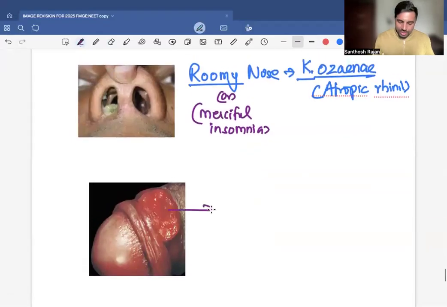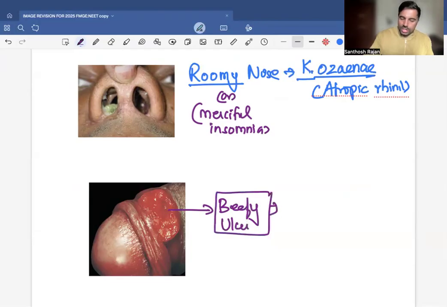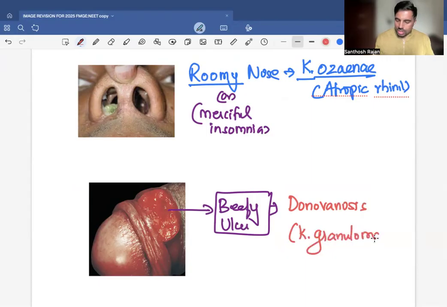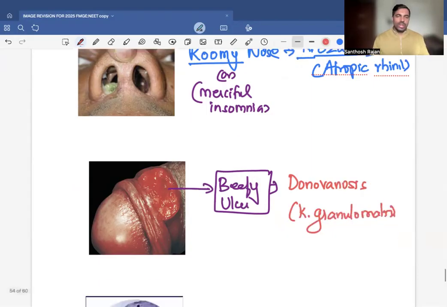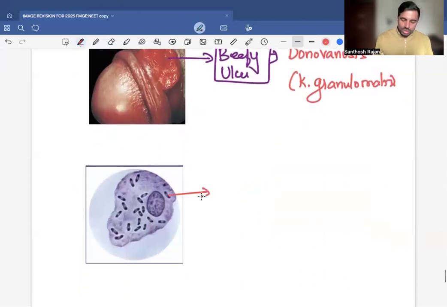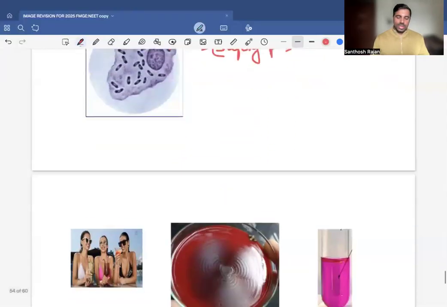So this is a beefy ulcer. A beefy genital ulcer, one word, one liner question they can ask you. That is your donovanosis. Again, this is caused by Klebsiella granulomatis. Very, very important question. Okay. Yes, the same thing. This also has a safety pin appearance. Safety pin. Klebsiella granulomatis has a safety pin appearance. That's it. Okay. So these are few important.